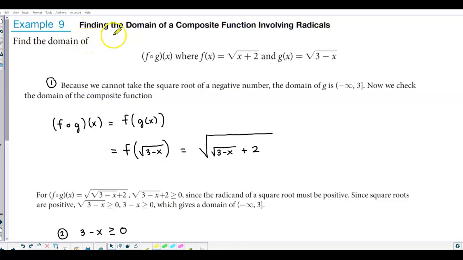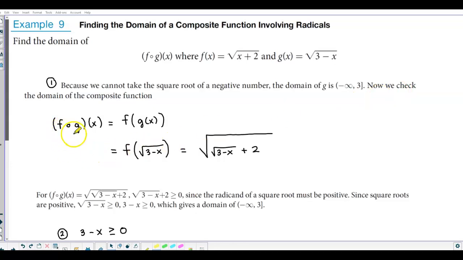Example 9, finding the domain of a composite function involving radicals. We want to find the domain of f composite g of x, where f of x is equal to the square root of x plus 2, and g of x is equal to the square root of 3 minus x. Now, because we cannot take the square root of a negative number, the domain of g is negative infinity to 3. So now we're going to check.